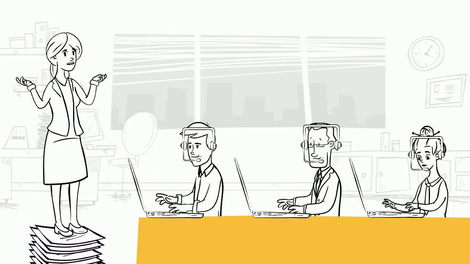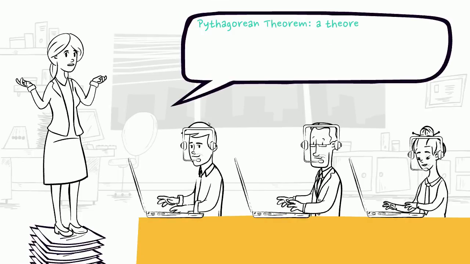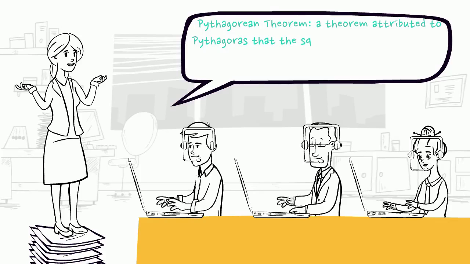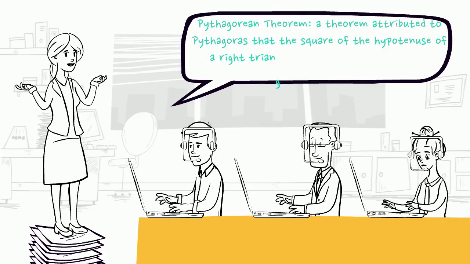Learning more about Pythagorean theorem, we're going to start with a quick definition. This is a theorem that has been attributed to Pythagoras that specifically states the square of the hypotenuse of a right triangle is equal to the sum of the squares of the other 2 sides of that specific given triangle.